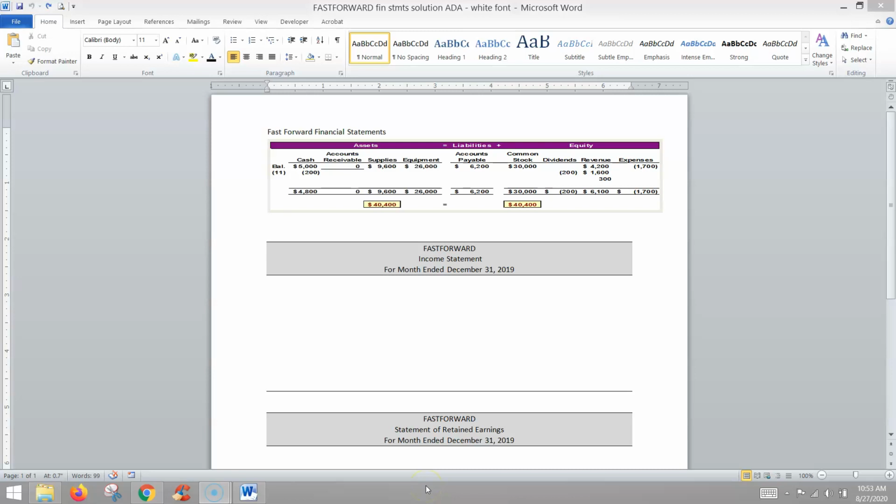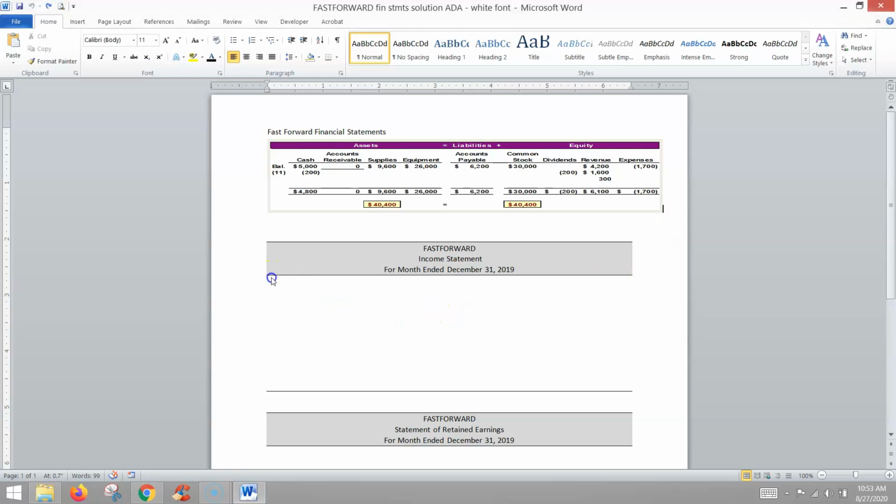The first statement we're going to prepare is our income statement. And an income statement is for a period of time. For this example, it's for the month ended. It could also be for a quarter ended or for the year ended. Our income statement is going to show our revenue and expenses. So first we're going to look at our equity section of the accounting equation for our revenue and expenses.